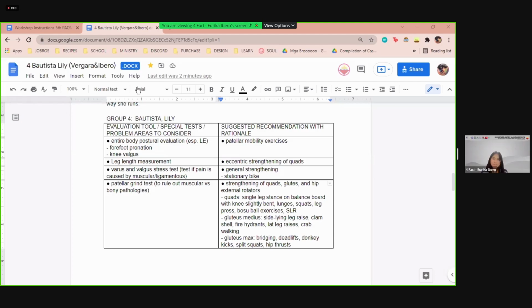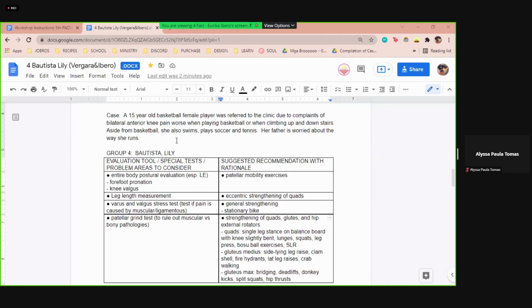All right, so good afternoon, everyone. I'll be reporting for Group 4's case presentation. Our case is a 15-year-old female basketball player who was referred to the clinic due to complaints of bilateral anterior knee pain, worse when playing basketball or when climbing up and down the stairs. Aside from basketball, she also swims, plays soccer, and tennis. Her father is also worried about the way she runs.